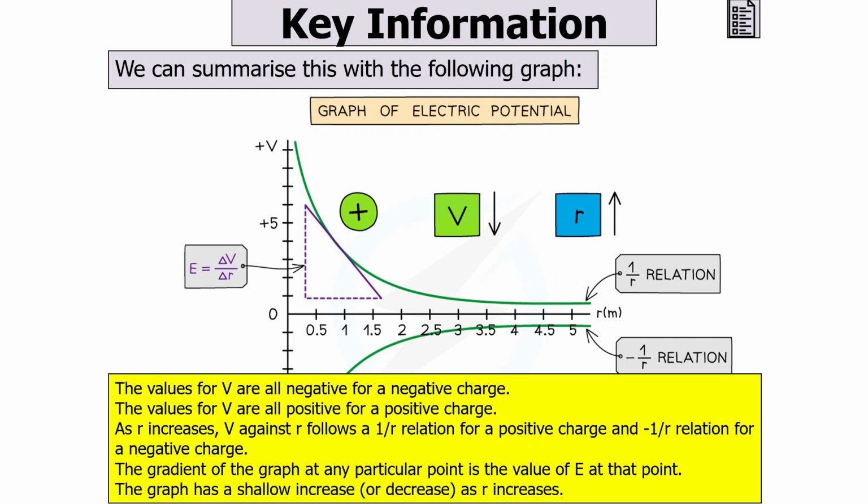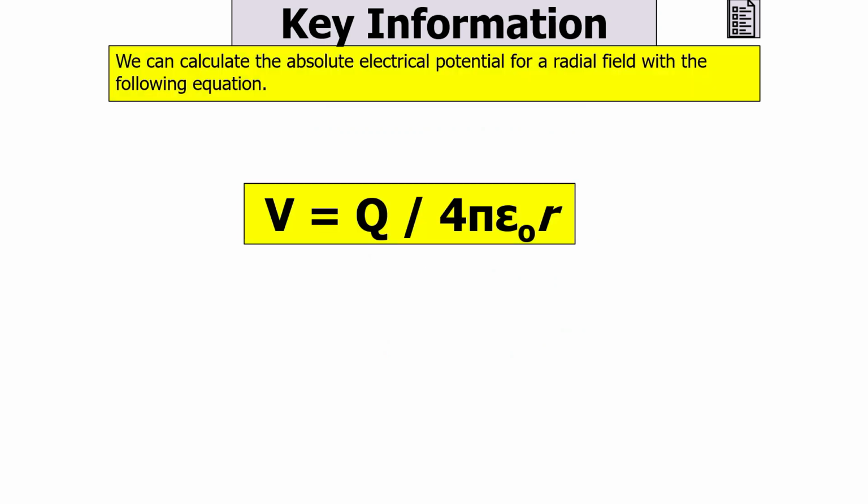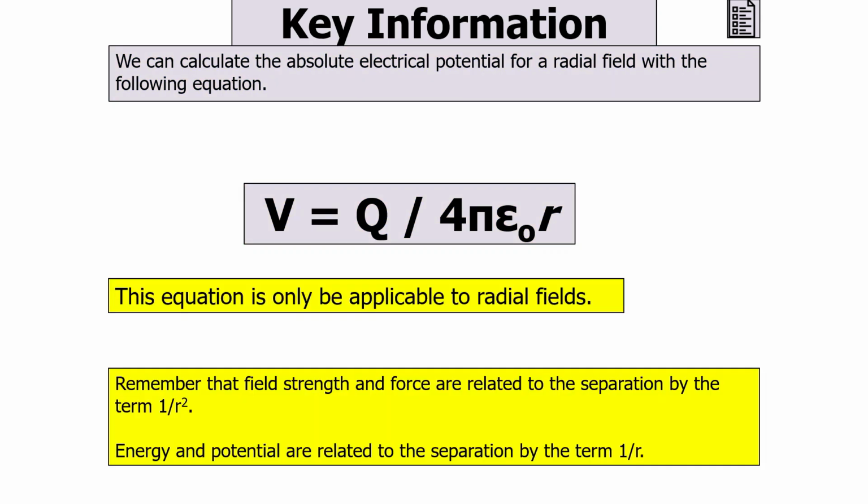As R increases, V against R follows a 1 over R relation for a positive charge and a minus 1 over R relation for a negative charge. The gradient of the graph at any particular point is the value of E, the electrical field strength at that point, and our graph will show a shallow increase or decrease as R increases. Now we can also calculate the absolute electrical potential for a radial field with the following equation. V is equal to Q over 4 pi epsilon 0 R. But this equation is only applicable to radial fields.